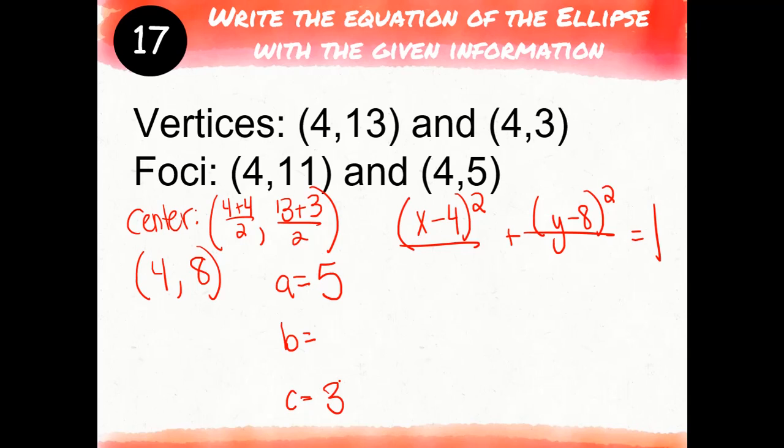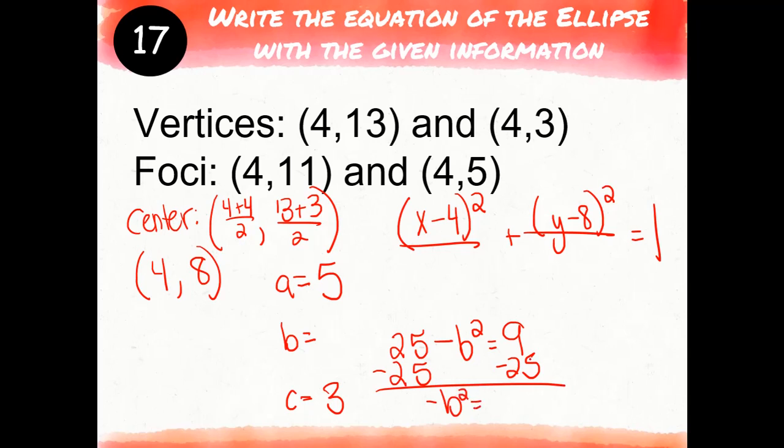Oh, I have that equation though, right? A squared minus B squared is C squared. So let's plug in what we know. We know A squared is 25 minus whatever B squared is has to equal 9, right? C squared. So I'm going to solve here. I'm going to subtract 25 on both sides. Negative B squared is going to be equal to 9 minus 25, that's negative 16, right? And then B squared has to be 16. Square root both sides, I get a B of 4 in this case.